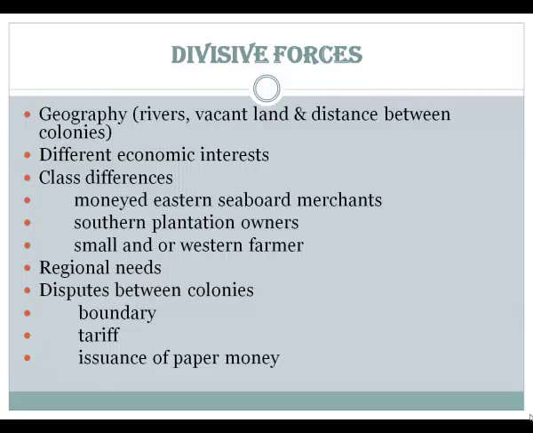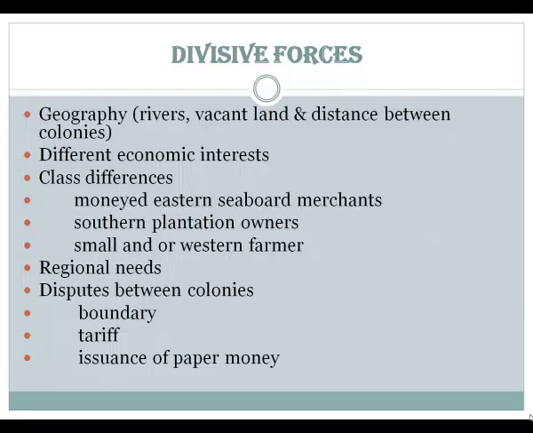So even though those are unifying factors, we do have divisive forces. And the biggest one, of course, is geography. I mean, it's a long way from Boston, Massachusetts to Charleston, South Carolina. You've got rivers and vacant land, and just the unbelievable distance, and there's no airplanes, there's no railroads. I mean, most of your travel's by foot, and each of your areas has different economic interests. And of course, there are the class differences. You've got the moneyed eastern seaboard merchants, you've got the rich southern plantation owners, and you've got the small farmers, your western farmers and your yeomen.